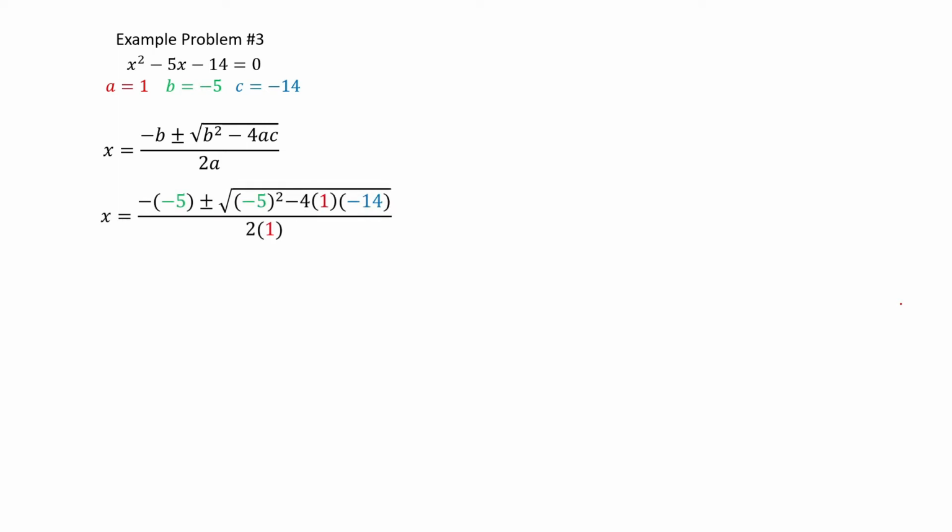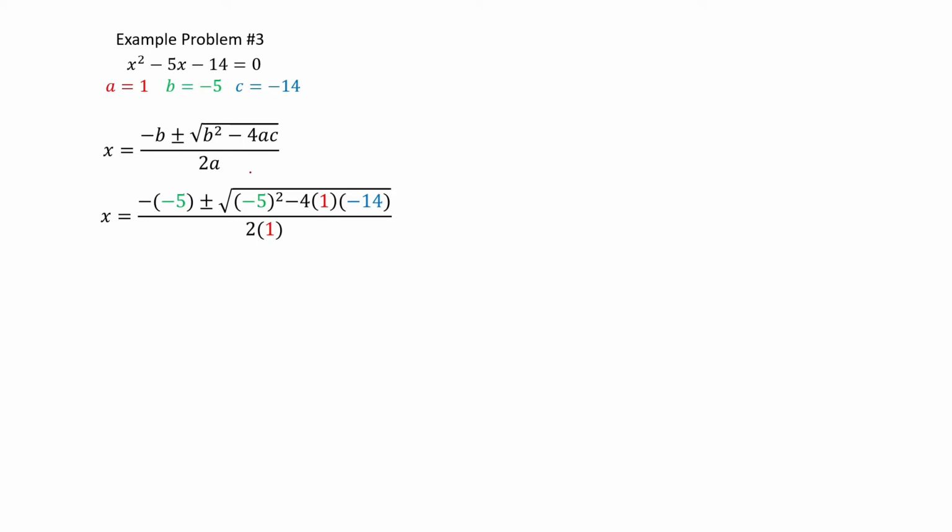Example problem number 3. First, we need to find a, b, c, and we already know that a equals 1, b is negative 5, and c is negative 14. Then the quadratic formula, and apply the constants a, b, c, which are these values. And now compute the square root first.